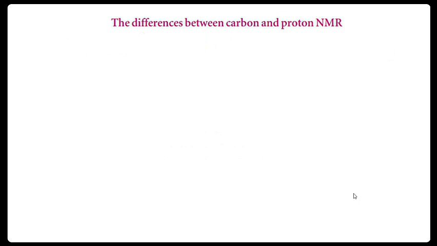What is the difference between carbon and proton NMR spectroscopy? The main difference is that 1H is NMR active, and its abundance is 99.9%. For 13C, its abundance is, sorry, almost 1%. That's the main difference.